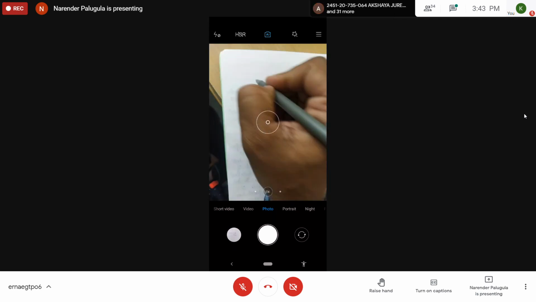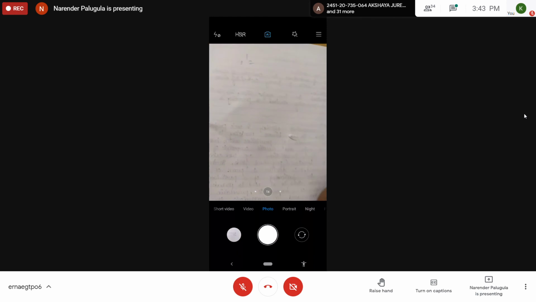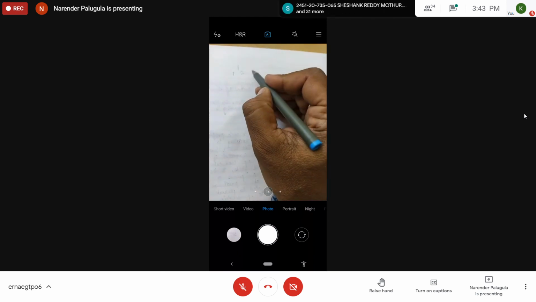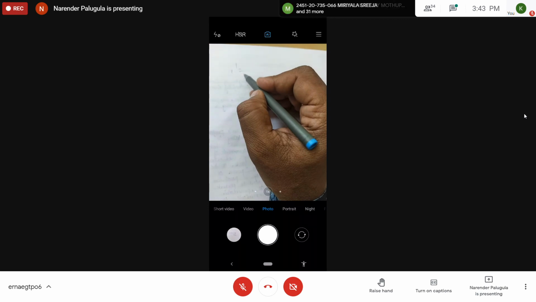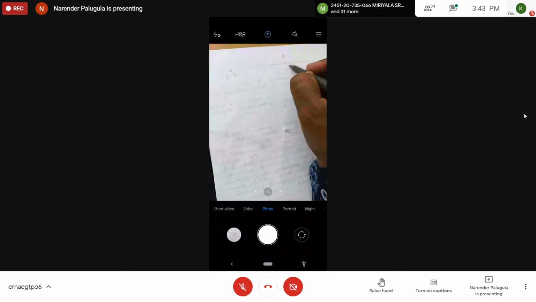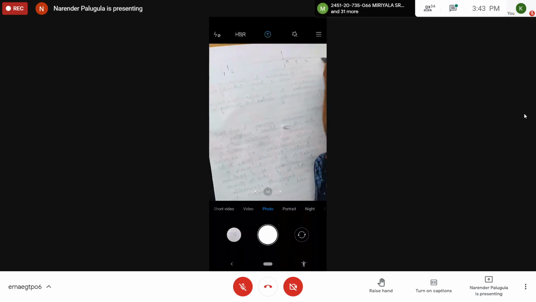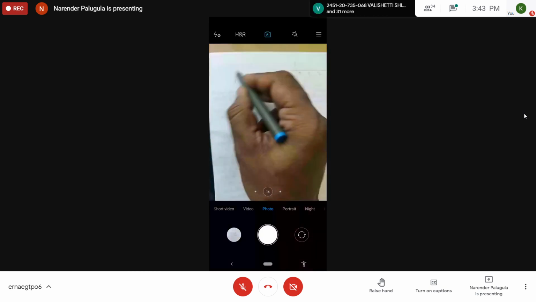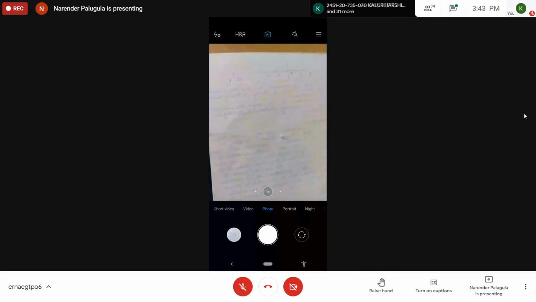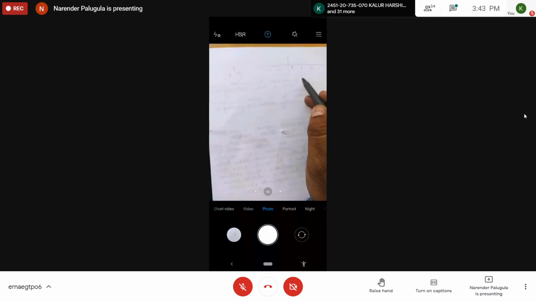What is the 1 radian value in terms of degrees? Anybody? What is 1 radian? In the real number system, this is 0, this is 1, 2 and so on, and here minus 1, minus 2 and so on. Where is the 1 radian position in this real number line? Students.